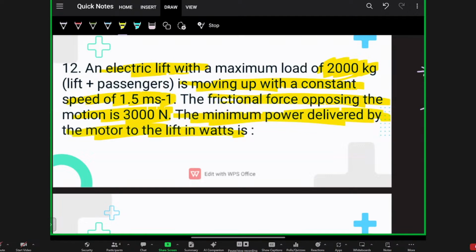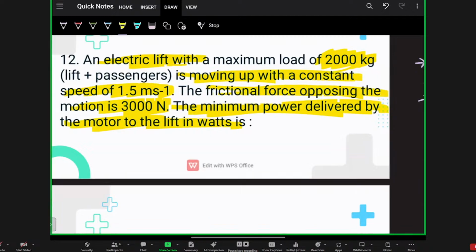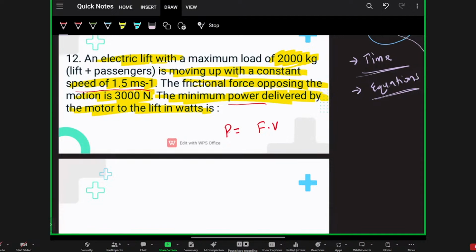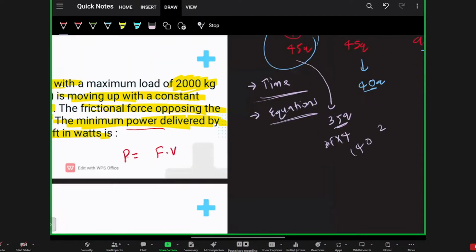See, the question is very simple. The basic formula used in this question is power. We have to find out the power. The equation of power is F dot V, force into velocity. We know the velocity is given as 1.5 meter per second. So the first thing is we should know the equation: power is equal to force into velocity.